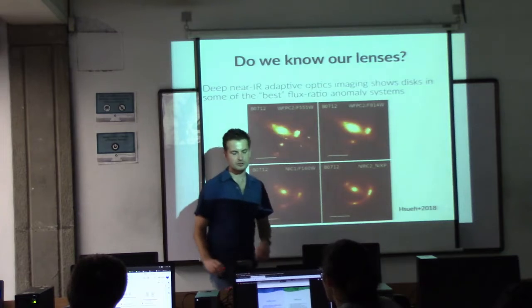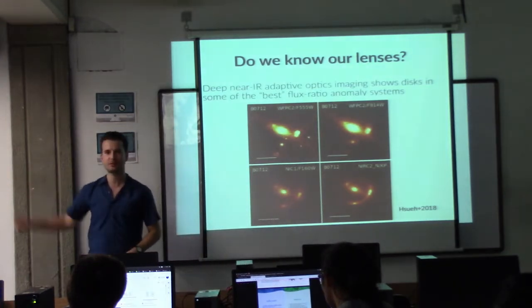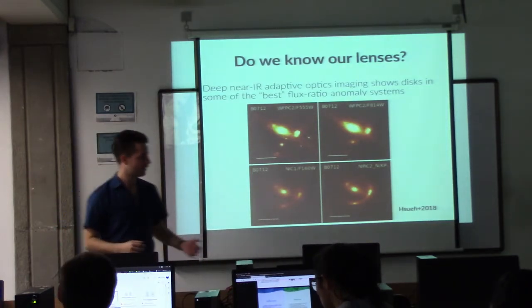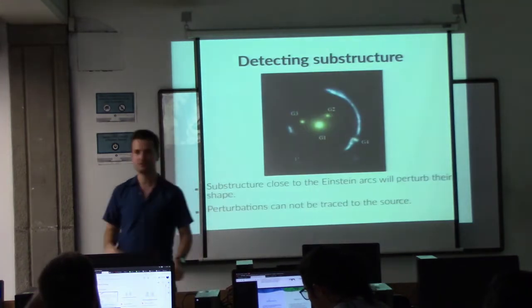So this is how we get substructure from lensed quasars, but we also have Einstein arcs. And this is the last topic for today and for this course.